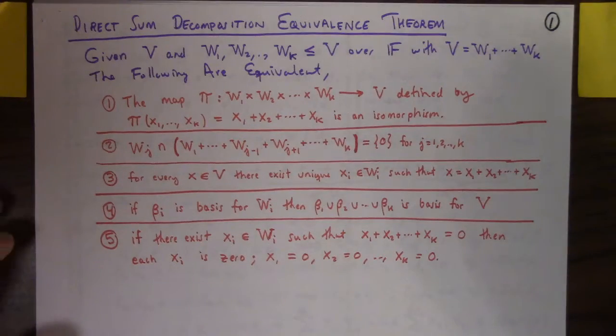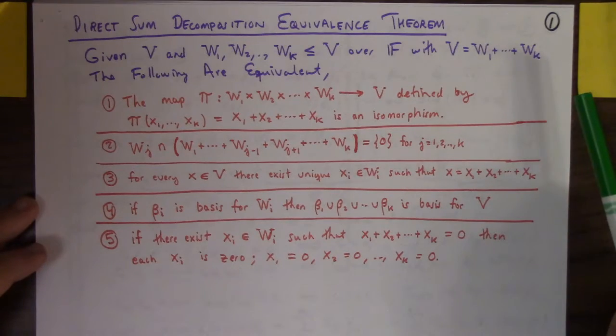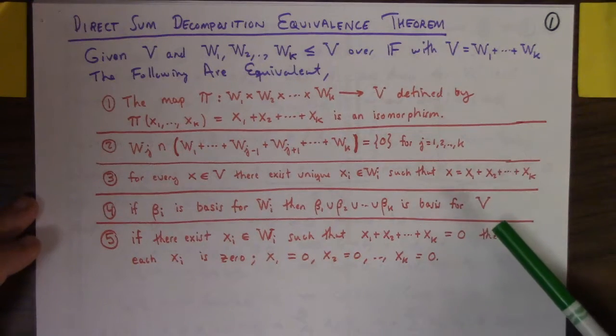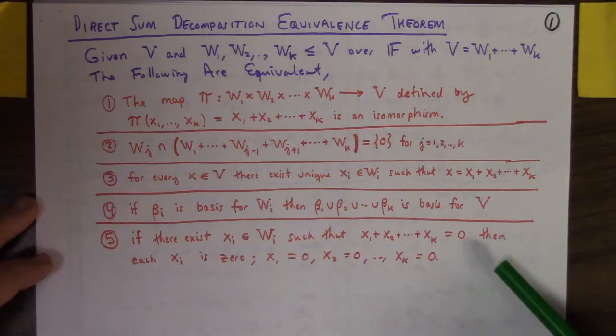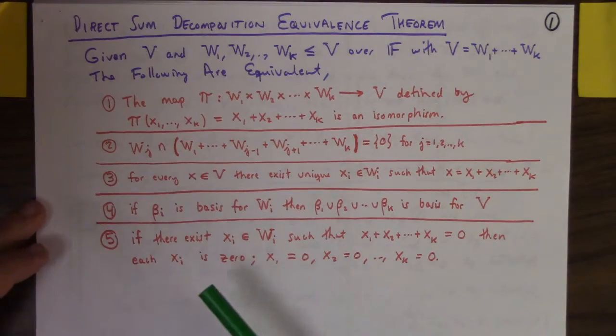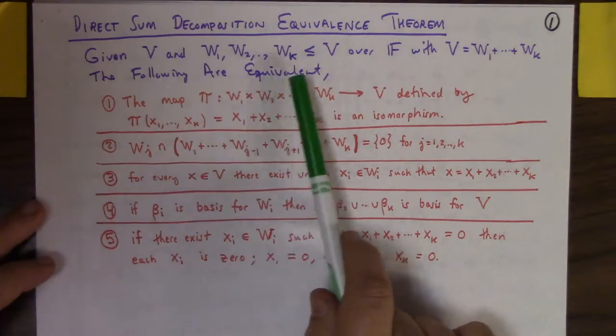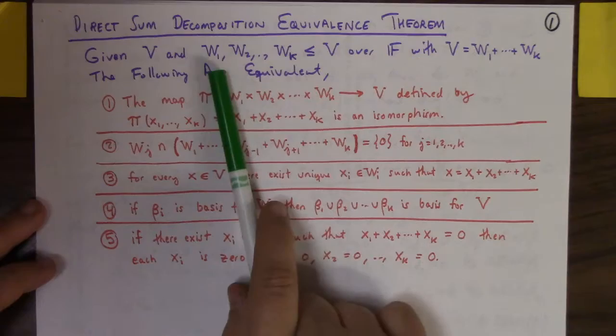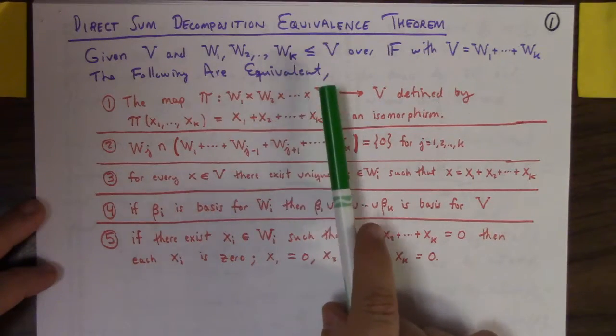Alright, so this is a continuation from last lecture. Here's the theorem we were working on at the end of class, plus a little bit more. First of all, what's our assumption? We're assuming we have a vector space V, finite dimensional, with subspaces W1, W2 through Wk.